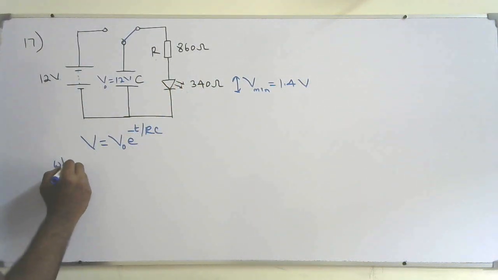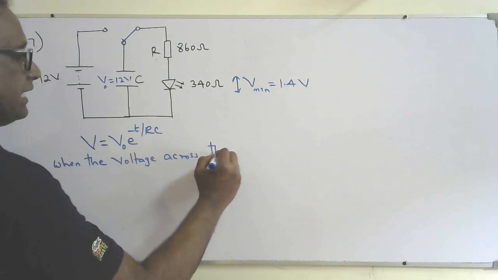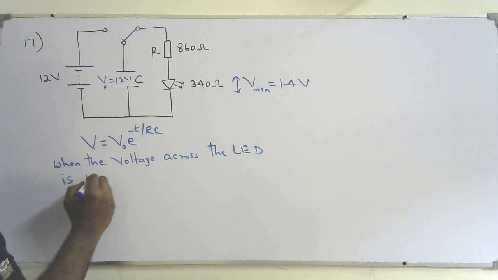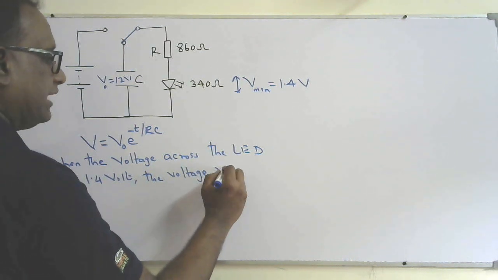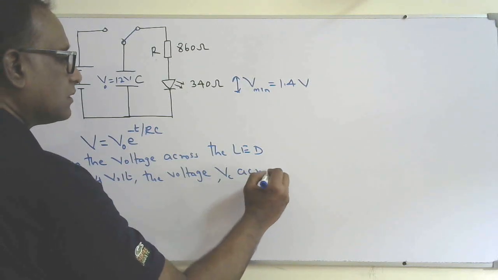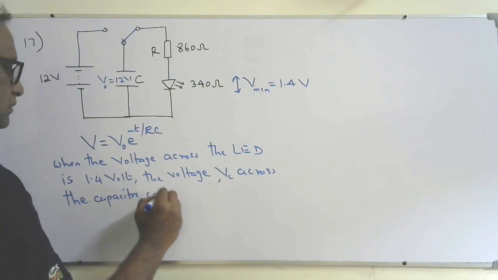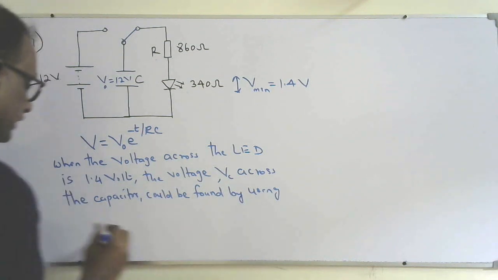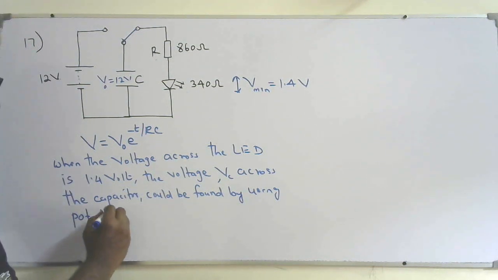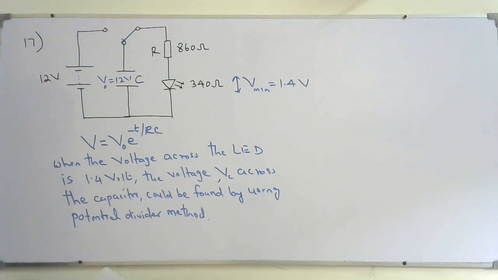So I can say when the voltage across the LED is 1.4 volt, the voltage VC across the capacitor could be found by using the potential divider method. You can write this in the answer paper or you can leave it just for your knowledge. I'm writing that. What could be the voltage across the capacitor?